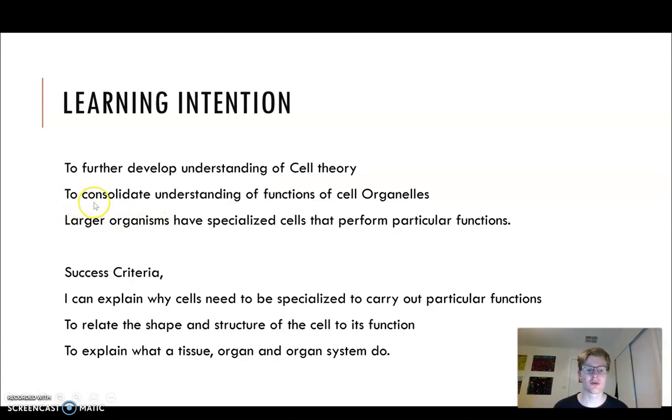The intention is also for you to consolidate understanding of the functions of cell organelles, and also for you to understand that large organisms like ourselves have specialized cells, cells that perform particular functions. You should, by the end of this, be able to explain these specialized cells, relate the structure of the cell to its function, and also explain what tissues, organs, and organ systems all do.